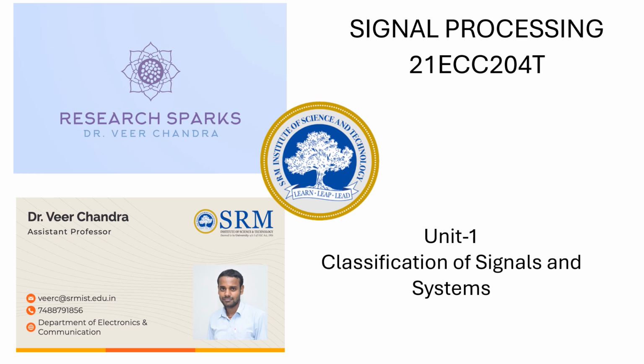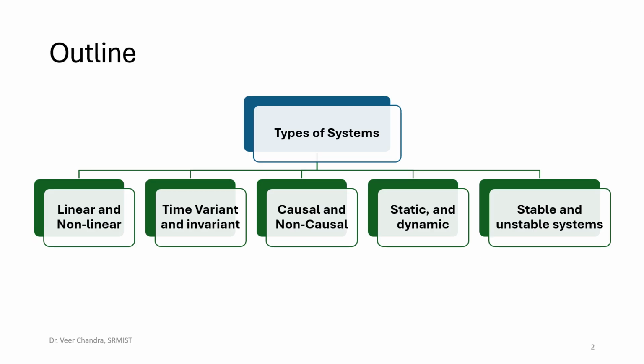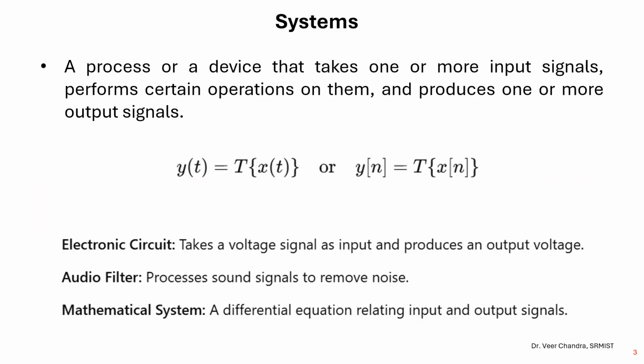This is the signal processing series, and this is the last session of Unit 1, classification of signals and systems. So here is the outline of the session. In the previous sessions we have already discussed the signal and the types of signals. Here we are going to talk about the systems themselves. We will see different types of systems: linear, nonlinear, time variant, time invariant, causal, non-causal, static and dynamic, and also stable and unstable systems.